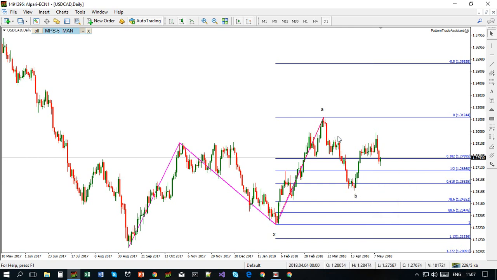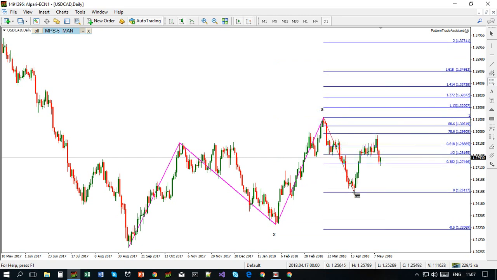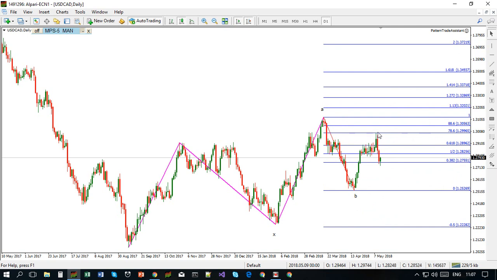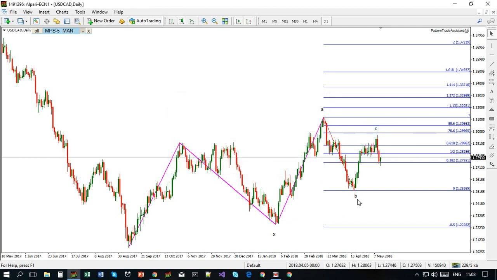If this criteria is met and you have the movement that is precise 618, you delete this fib and you stretch another fib from A to B. The retracement of the AB movement is called the B to C leg. That's why I need to place another letter here, go to properties and name it C. So this movement is called the B to C leg.